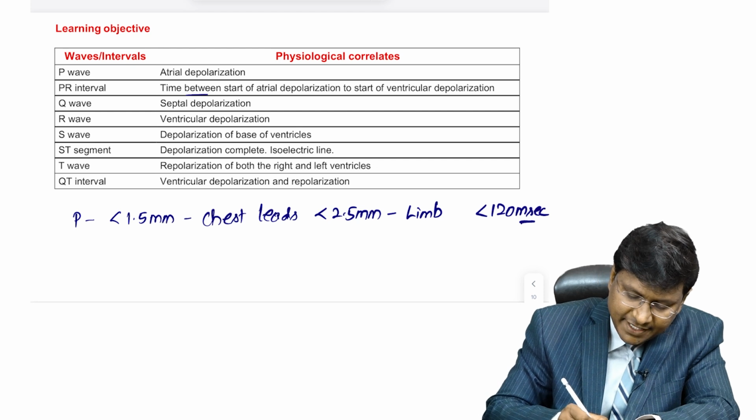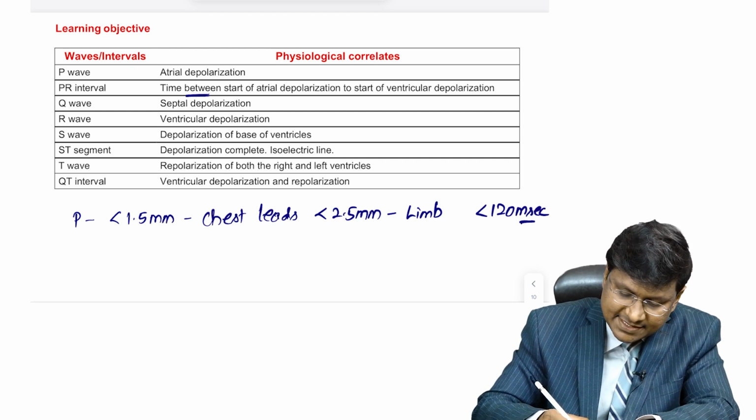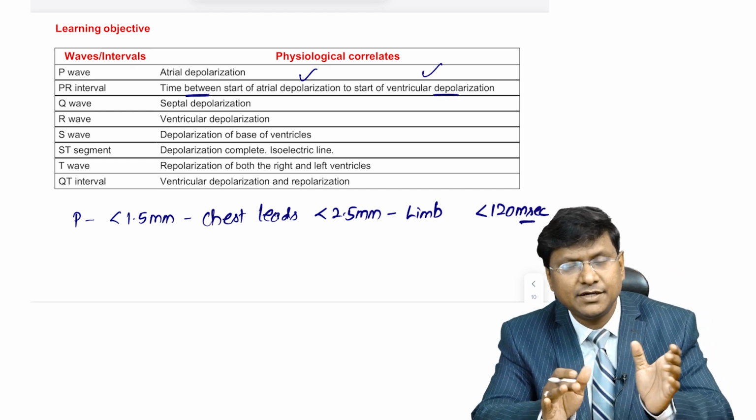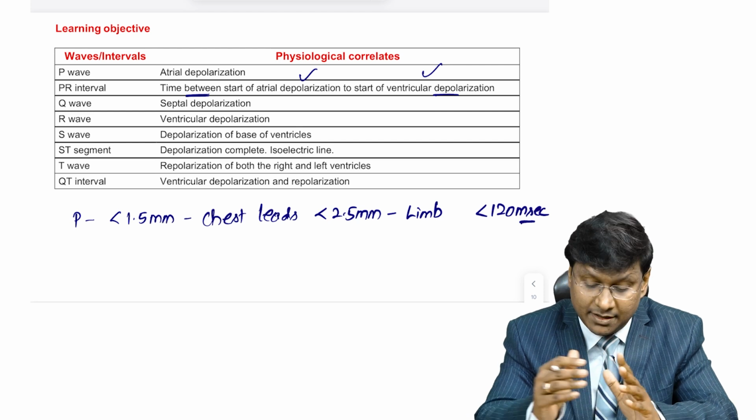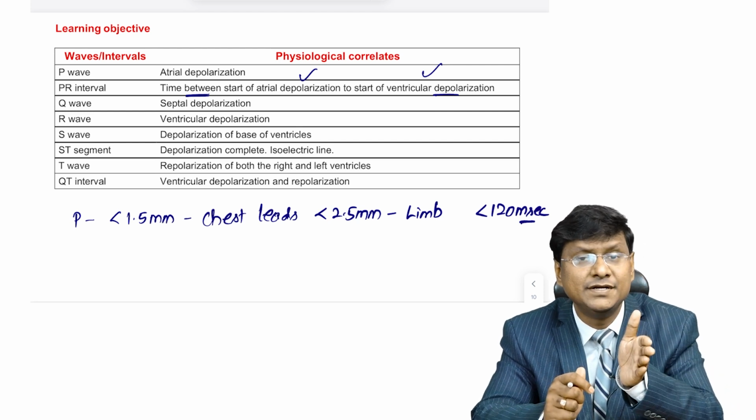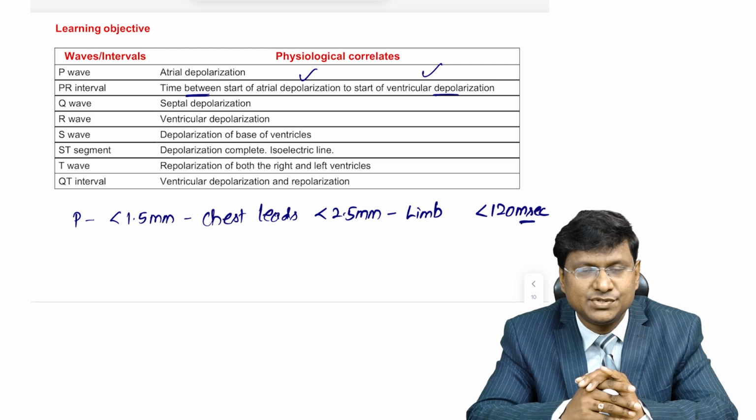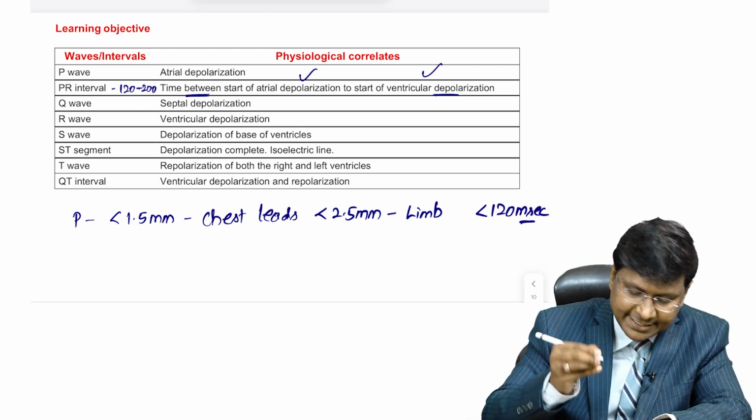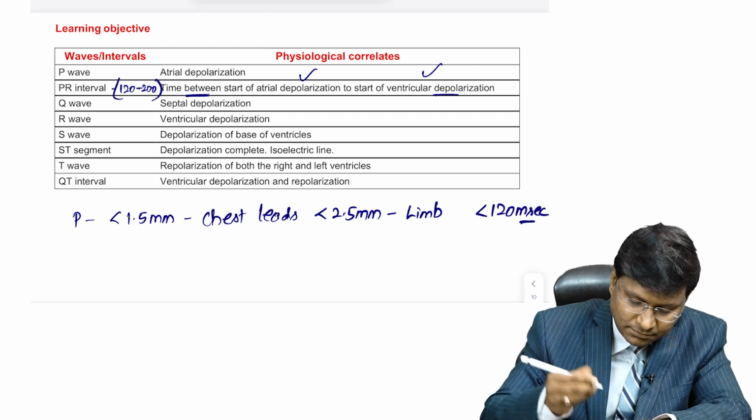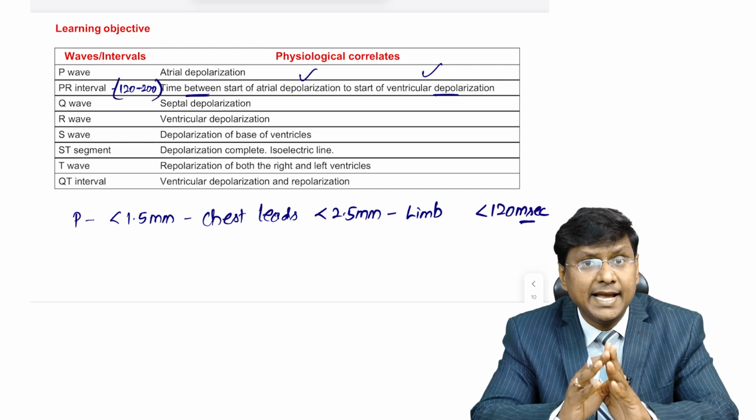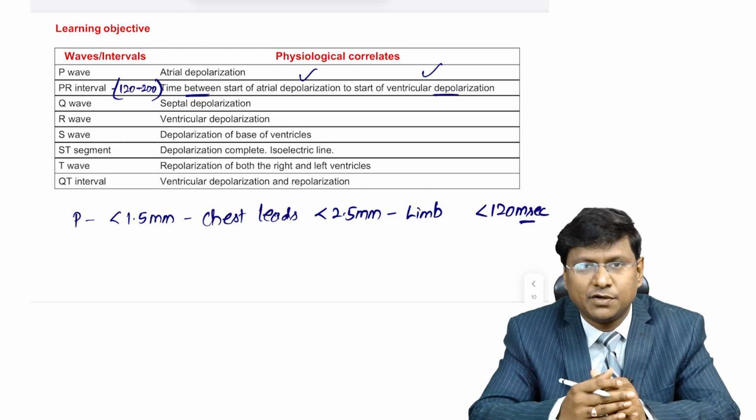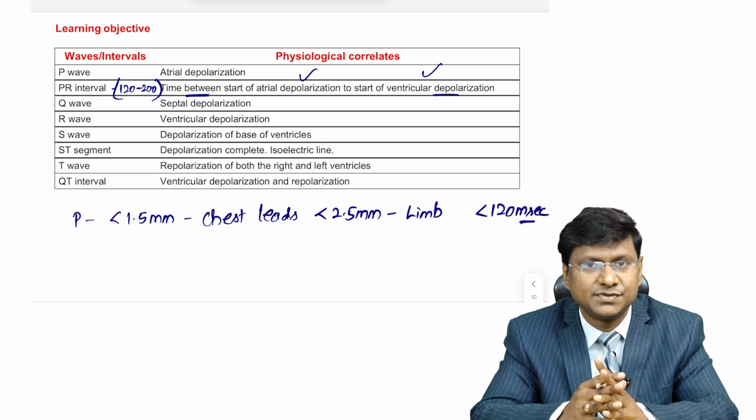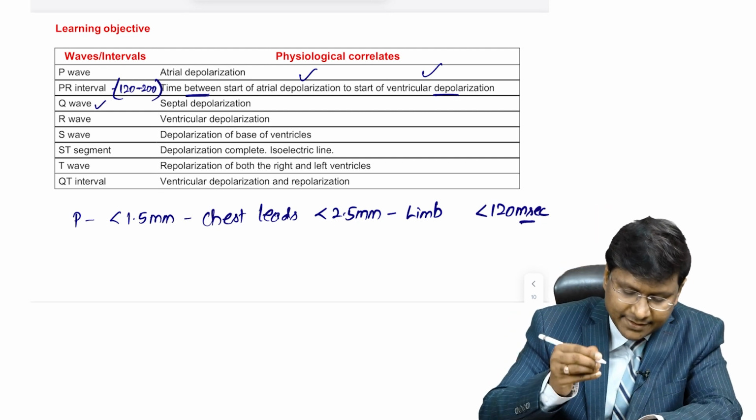Then you take the PR interval. It represents the time from the start of atrial depolarization to the start of ventricular depolarization, right? That is from the starting of the P wave to the starting of the QRS complex. The normal PR interval is around 120 to 200 milliseconds. The PR interval is prolonged in AV blocks, and shortened in the pre-excitation syndromes.